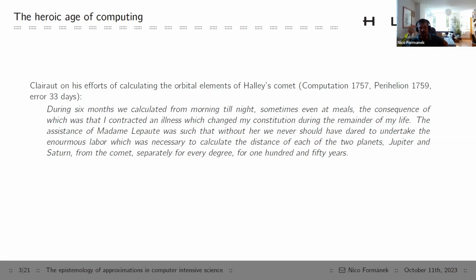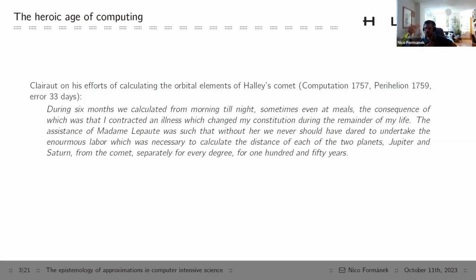And Clairaut and his collaborators did this computation in 1757, and the comet returned to its closest point to Earth about 2 years later. And it turned out the error was 33 days. So that was actually pretty good, considering the computations they had done.